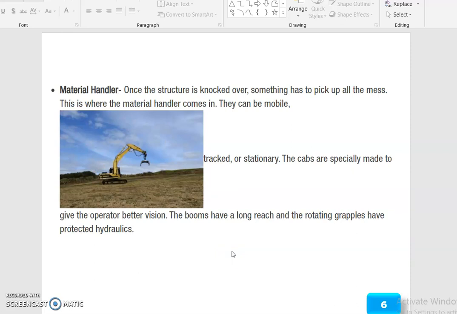The second one is the material handler. Once the structure is knocked over, something has to pick up all the mess. This is where the material handler comes in. They can be mobile, tracked or stationary. The cabs are specifically made to give the operator better vision. The booms have a long reach and the rotating grapples have protected hydraulics.